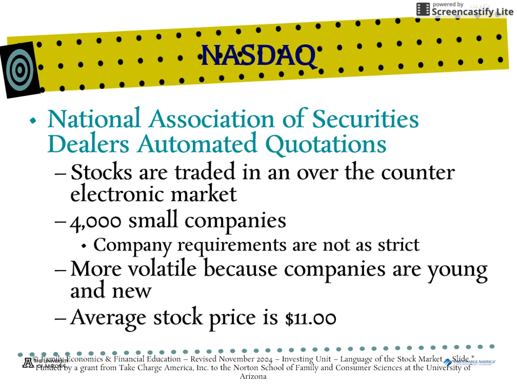The NASDAQ is the National Association of Securities Dealers Automated Quotations. Stocks are traded in an over-the-counter electronic market. There's 4,000 small companies. Company requirements are not as strict. They're more volatile, again more risky, because companies are young and new. Average stock price is $11.